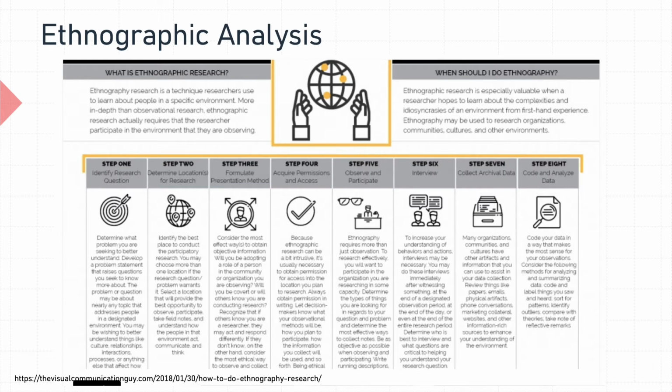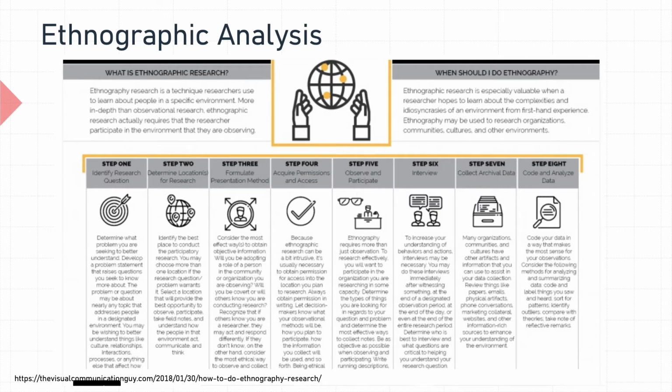And what would I do with ethnography? Well, ethnographic research is valuable when a researcher hopes to learn about the complexities and idiosyncrasies of an environment from first-hand experience. So in the Bruno Latour example, he wanted to learn about scientists at the Pasteur Institute, so he embedded himself with them. In many ways, this is what some journalists have done when they embed themselves with military units.